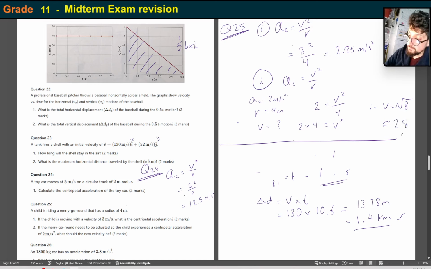2.8 meters per second. Velocity, so plus 2.8 meters per second. Okay, question 26. We're not doing too badly. We're getting through it.